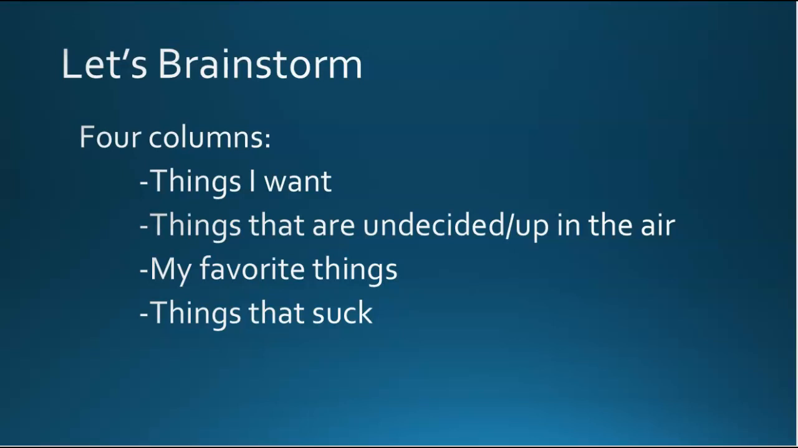The first column would be things I want. The second would be things that are undecided or up in the air. The third column would be my favorite things. And then the 4th column would be things that suck. When I talk about things that are undecided, up in the air, that basically deals with a choice or a decision that you need to make and you haven't gotten around to making it, or you're a little unsure.